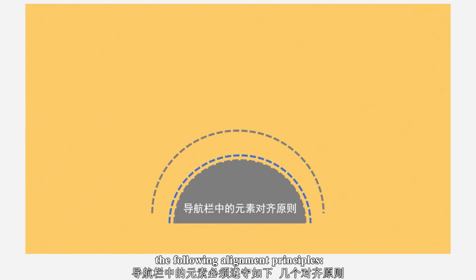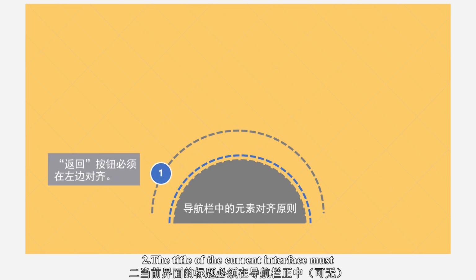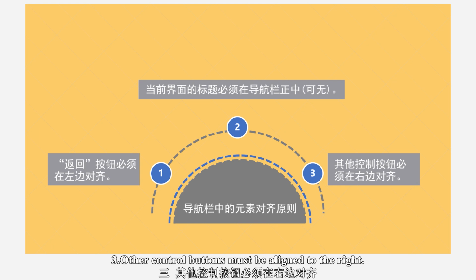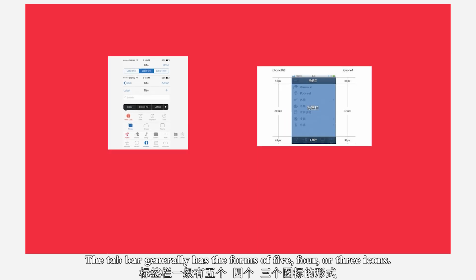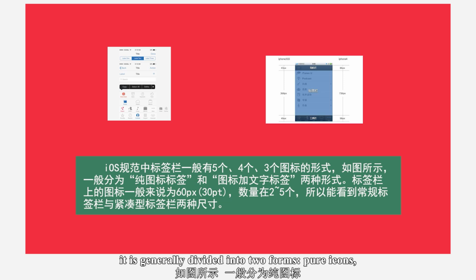The elements in the navigation bar must follow the following alignment principles. First, the back button must be aligned to the left. Second, the title of the current interface must be in the center of the navigation bar. It can be absent. Third, other control buttons must be aligned to the right. The tab bar appears at the bottom of the application screen in iOS specifications. The tab bar generally has the forms of 5, 4, or 3 icons. As shown in the figure, it is generally divided into two forms: pure icons and icons with text labels.